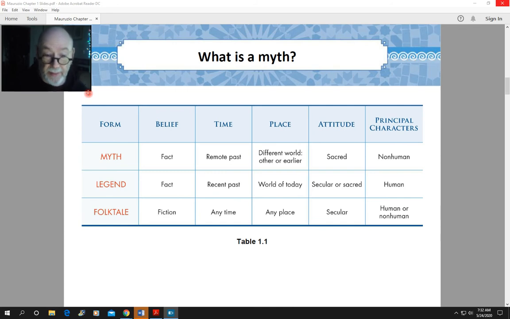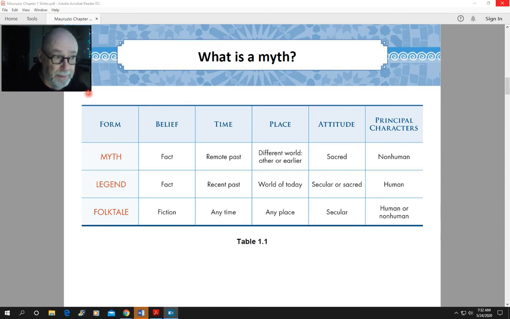The deliverance from Egypt for the Jews. The principal characters, of course, are human. The focus of legend is human. It's basically history, but it's more story than history, but it's tied to history. And folktale is pure fiction.